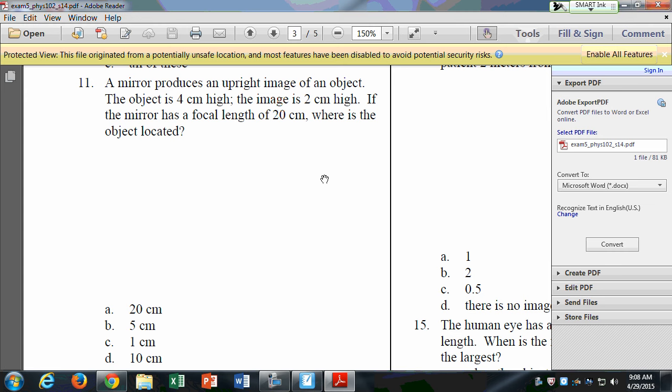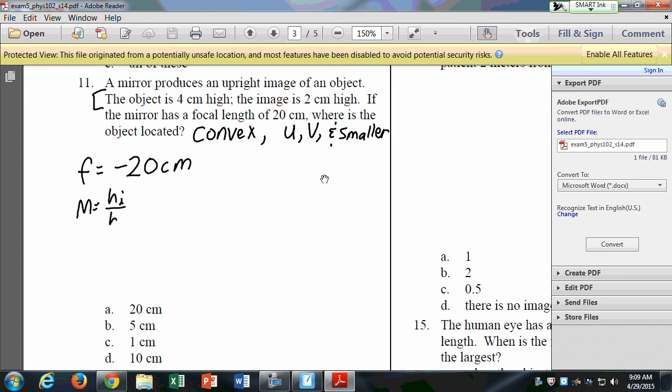So this mirror is a convex mirror. That means my focal length is negative 20 centimeters. It's a convex mirror because my image is upright, virtual, and smaller. Remember, a convex mirror is like your security mirror. So my focal length is negative 20. I can also find my magnification. My magnification is h_i over h_o. That's 2 over 4, which is equal to positive 1/2.